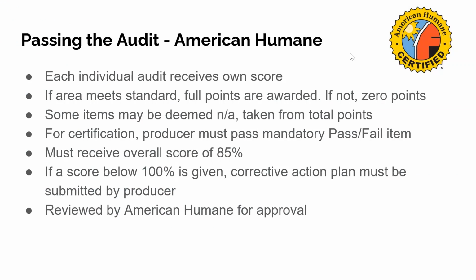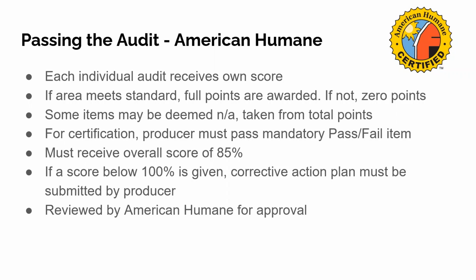Passing the audit for the American Humane Farm Program. Each individual audit receives its own score. If a certain area meets a standard, full points are awarded, but if not, 0 points are given. There are certain items on their list that may be applicable only to certain areas in a production system, so not everyone will have points there. Those points are just taken off from the total.